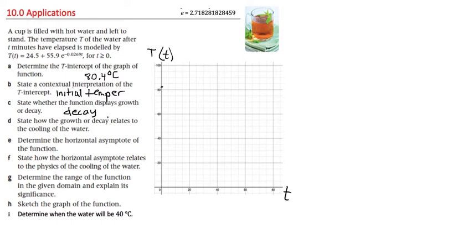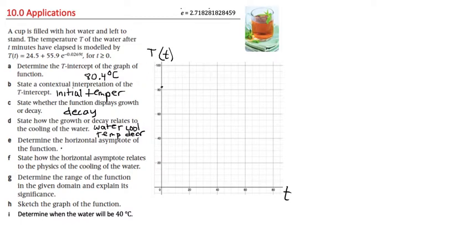So decrease, the opposite of growth. And how the growth or decay relates to the cooling of the water, well, what's happening here is that as the water cools, the temperature is decreasing. So it's the temperature that's decaying, okay?